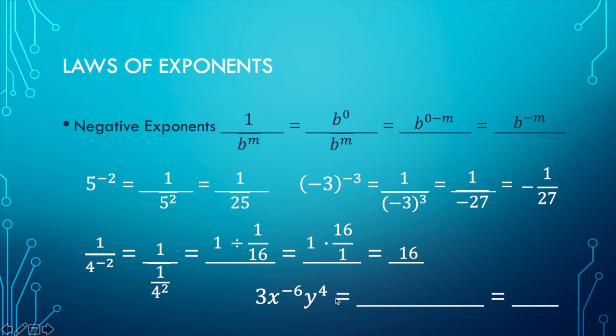Okay, in this one, notice that I have only one thing that has a negative exponent. This x has a negative power. It's raised to the negative 6th power. So I'm going to take that and push it to the denominator, making it positive, but just that piece. So that piece will become 1 over x to the 6th, and then when I put it all together, I will end up with 3y to the 4th over x to the 6th.